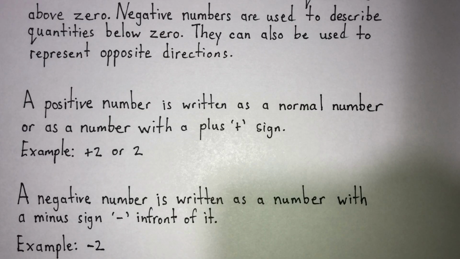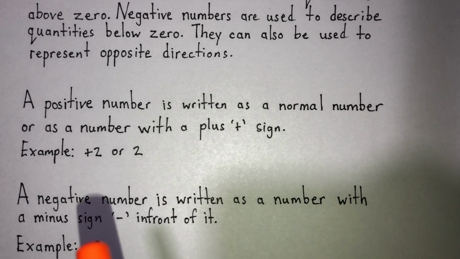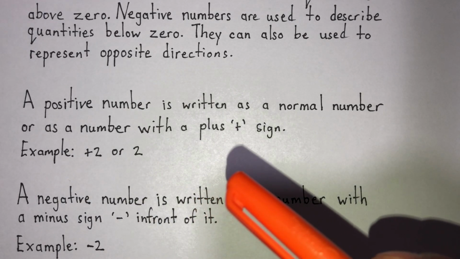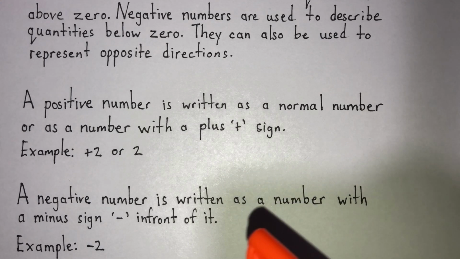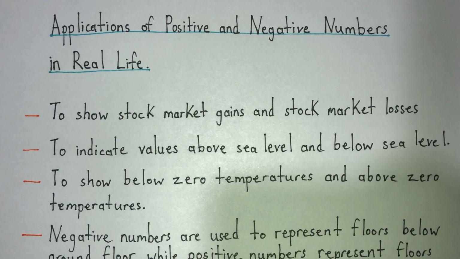A negative number is written with a minus sign in front of it. So, for example, negative 2 would be written as the number 2, but with a negative sign in front of it. So we can have negative 3, negative 4, negative 5, and we have an idea about negative and positive numbers from our lesson on the number line. If you didn't check out that lesson, you can go ahead and check it out.